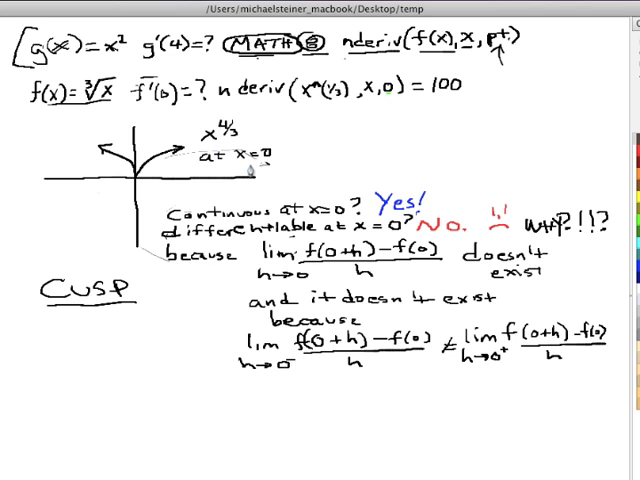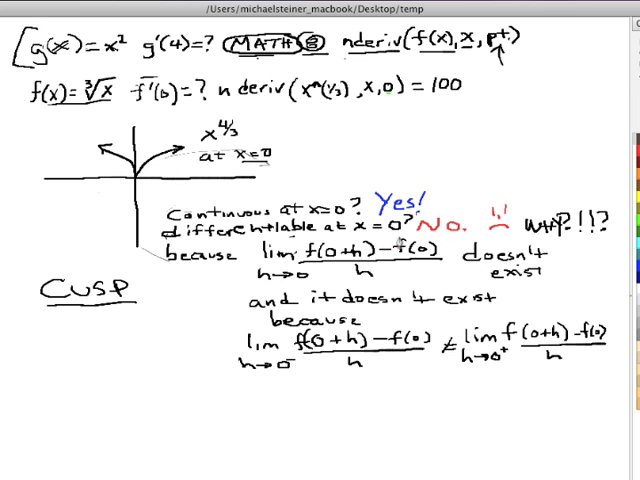So in class we discussed differentiability, and we looked at this graph of x to the 4/3, and we want to look at the point x equals 0, just like we classified discontinuities at different points. We're going to discuss differentiability at certain points. Is this function here continuous at x equals 0? Yes, it is. Is it differentiable at x equals 0?